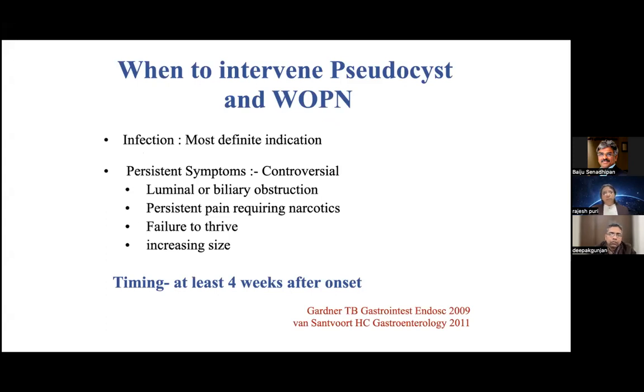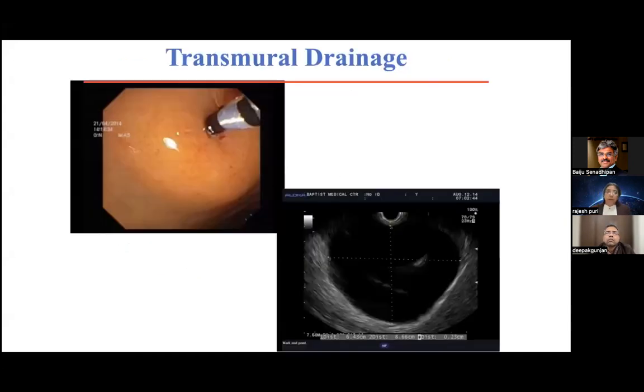So the question comes, and this is important: when will you intervene? A pseudocyst which is visible on imaging? No. All pseudocysts don't require treatment. You only treat if there is infection, or the patient has persistent symptoms in the form of luminal or biliary obstruction, or the patient has a failure to thrive. And it is always better to wait, later is better, let the wall be formed. And nowadays, even at 3 weeks, if the wall is formed and the patient is symptomatic, you can treat endoscopically.